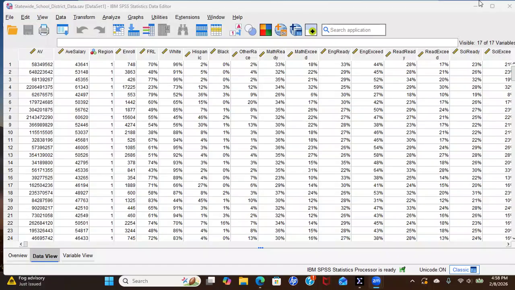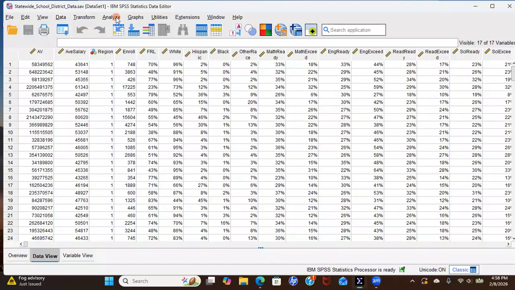My name is Kamilah Todd, and I'm going to use statewide school district data to determine if there is a significant relationship between students who receive free and reduced lunch and the percentage of students scoring at the exceeding level in math. So, first, we need to see if our data meets certain criteria, such as is it normally distributed?